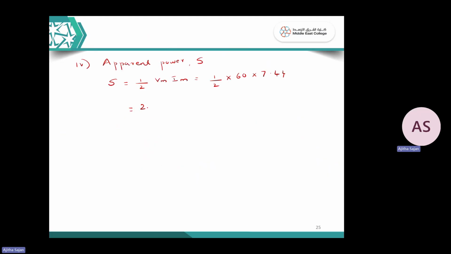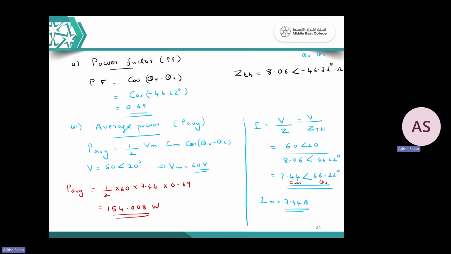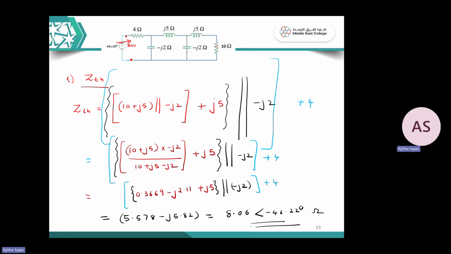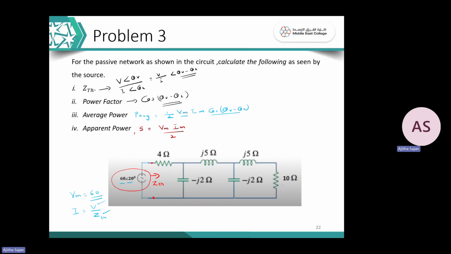And understand here, the unit of apparent power is volt ampere. You will not write watt, it is volt ampere, okay? Otherwise, average power, instantaneous power, all you will write in watt. The unit of apparent power is volt ampere, because power is V into I, so you write V for voltage and A for ampere. So volt ampere is the unit for apparent power. So that's about this problem. Hope it is clear to you.